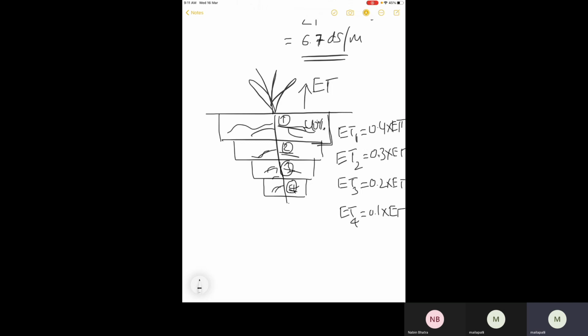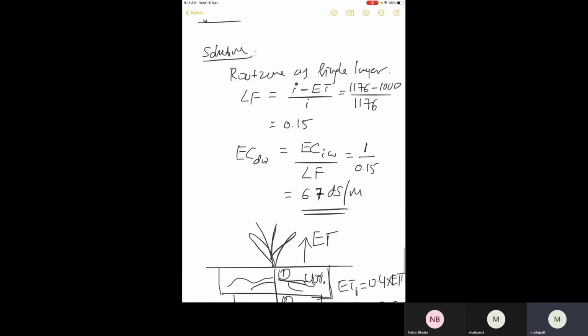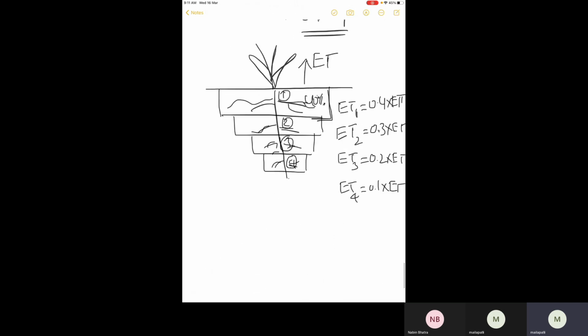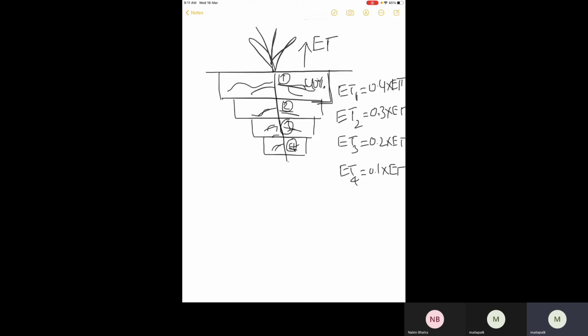did earlier. If you see exactly here, there are two quantities we are quantifying. One is LF and the other one is ECDW. This is for the whole layer, but the same thing we do for individual layers here. So let's talk about layer 1, right? So for layer 1, this is for 4 different layers.